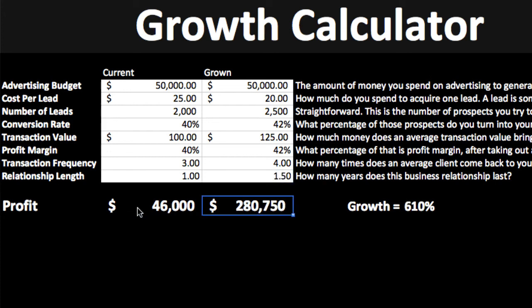Look at these numbers. We started with $46,000 and we are up to $280,750. That's 510% in growth. And these are conservative numbers.